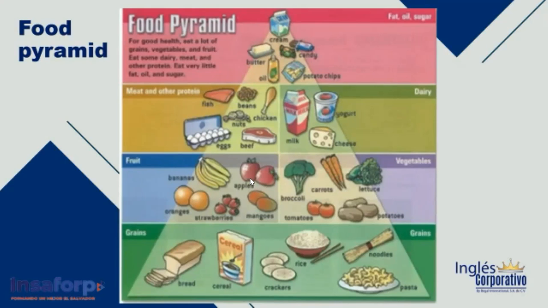Who wants to read the fruit that is here in this example? Strawberries. Banana. The other one? Orange. Apples, bananas, and? Mangoes. In vegetables, we have? Broccoli. Carrots. Tomatoes. Potatoes. Lettuce, and then we have broccoli, tomatoes, carrot, lettuce, and potatoes in vegetables.